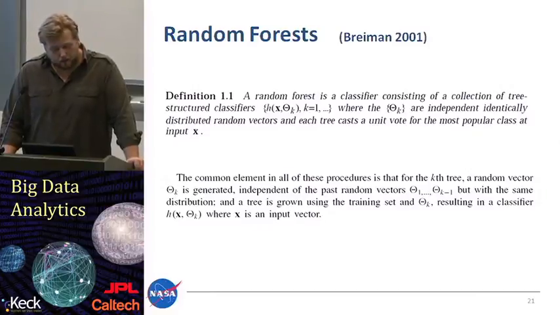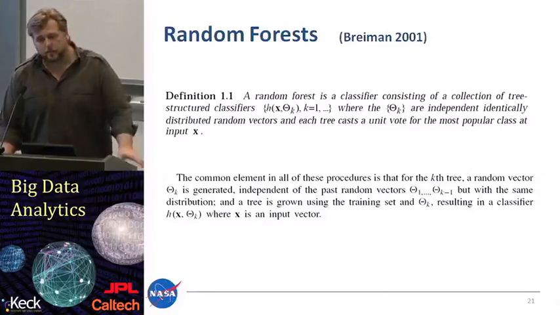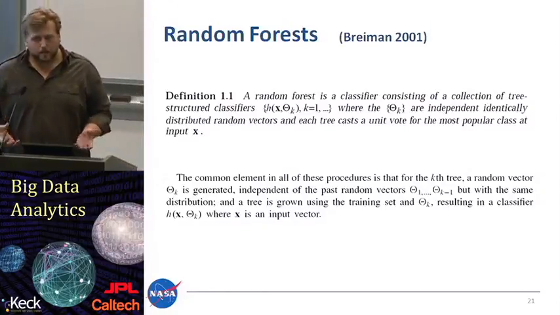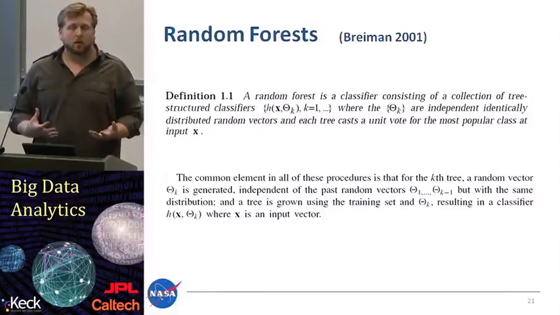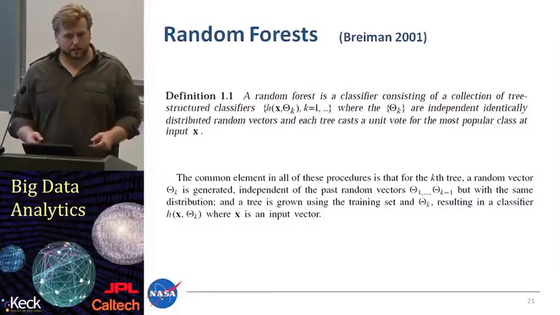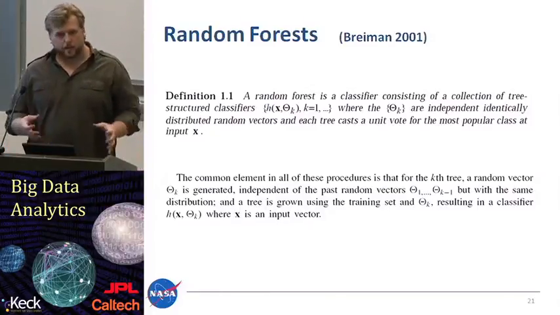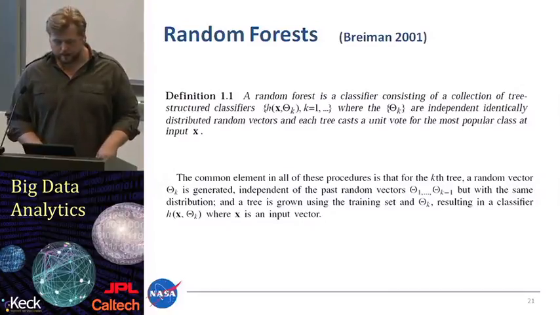The common element in all of these procedures is that for the kth tree, a random vector theta k is generated, independent of the past random vectors theta 1 to theta k minus 1, but with the same distribution. The tree is grown using the training set and theta k, resulting in a classifier h of x and theta k, where x is the input vector. So the point here is you end up with an ensemble of trees where every tree is grown on a slightly different subset with slightly different features, and that gives you diversity. The power in these ensembles comes from the diversity of the base classifiers.